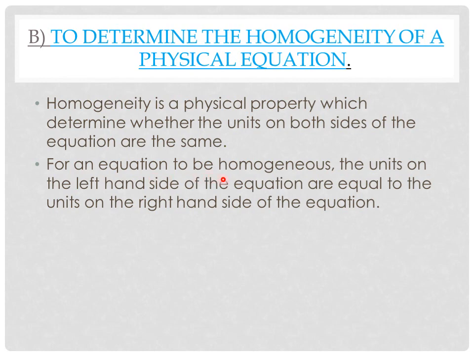For an equation to be homogeneous, the units on the left-hand side of the equation are equal to the units on the right-hand side of the equation. We know that the area of a rectangle is length times width. If the unit of area is equal to the unit of length times width, then that equation is homogeneous. The area of a triangle is half base times height. If the unit of area is equal to the unit of half base times height, then the equation is homogeneous, as simple as that.